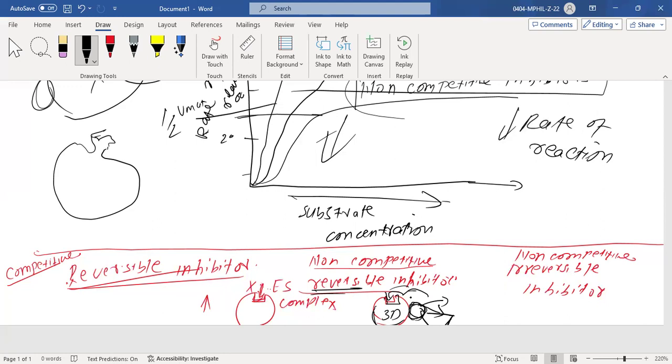I have told you that it is a temporary non-competitive inhibitor. There are many other ways to remove these inhibitors. Normally, we use some chemicals, even some drugs, to remove these inhibitors. That way the hydrogen bonding can be broken down.